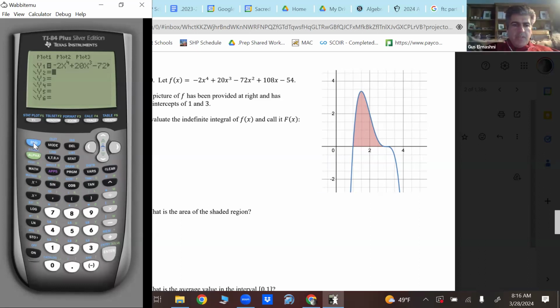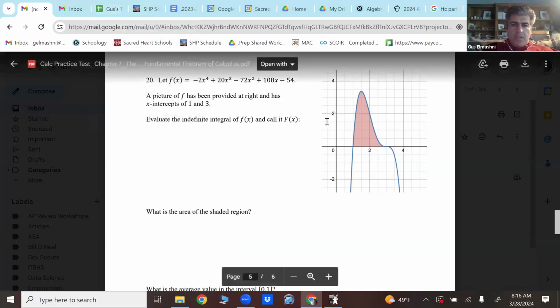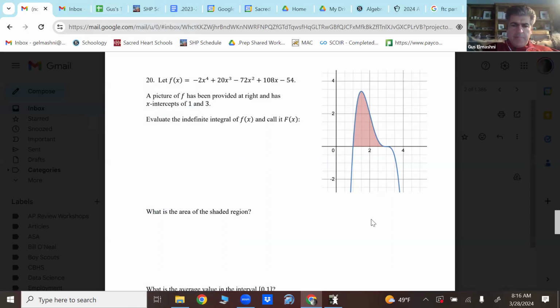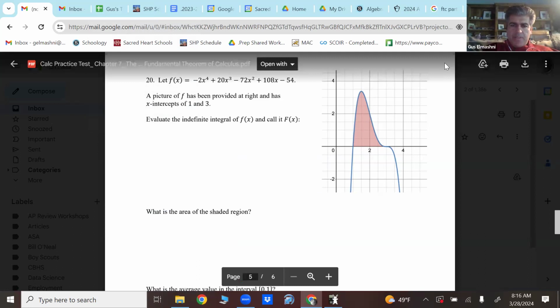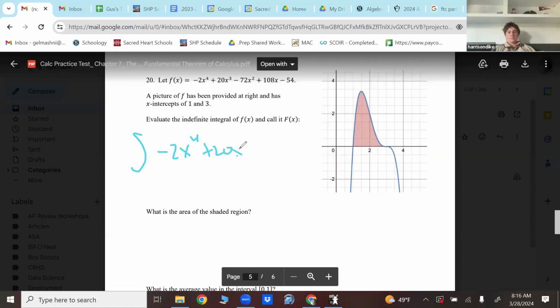Okay, I'll get out of here. And they give you the x-intercepts and they want that area, right? So if I take the indefinite integral, well, that's not hard, right? That's just all this junk here, which I know you can do because we've already talked about how to do that.